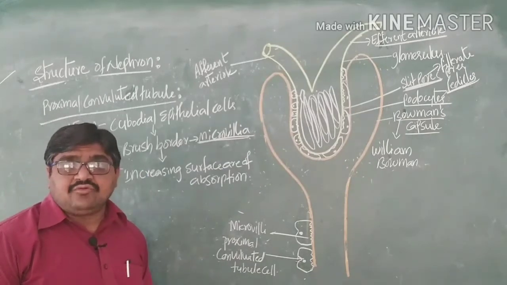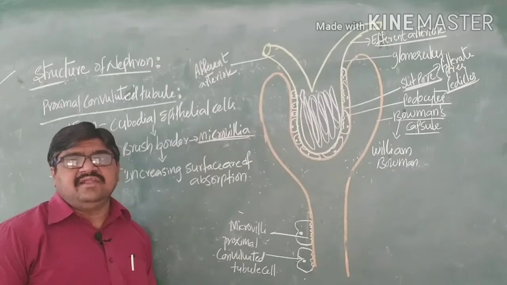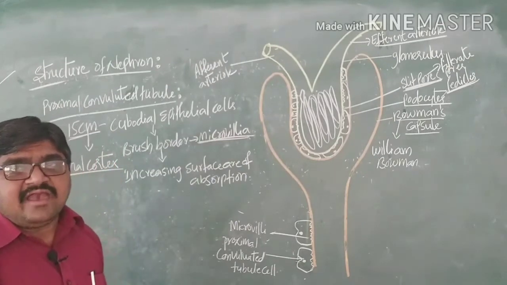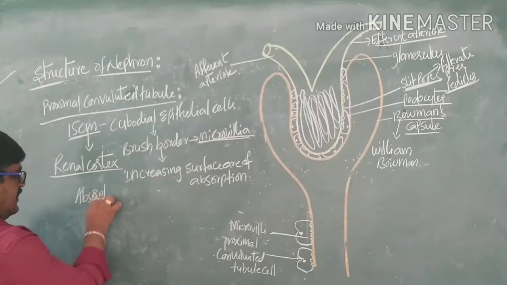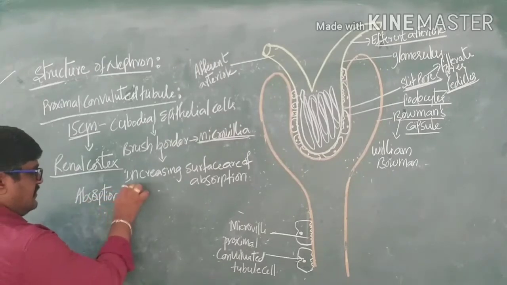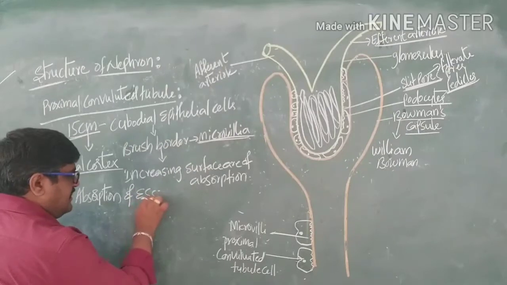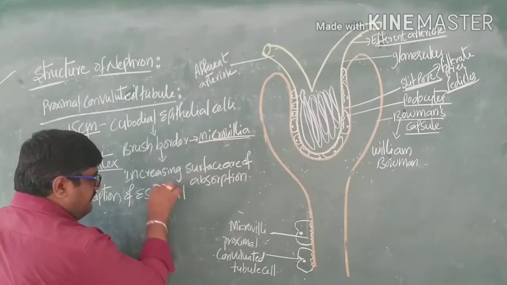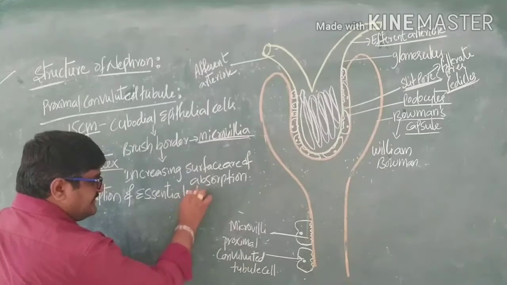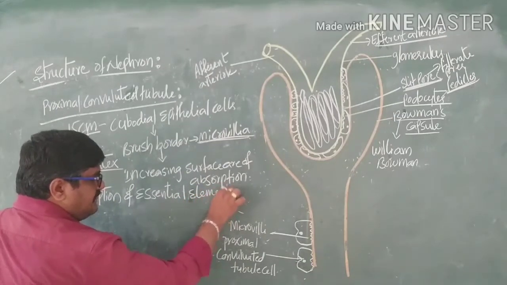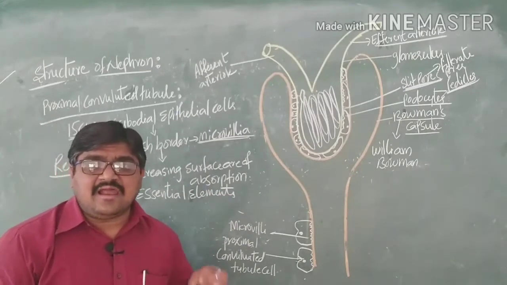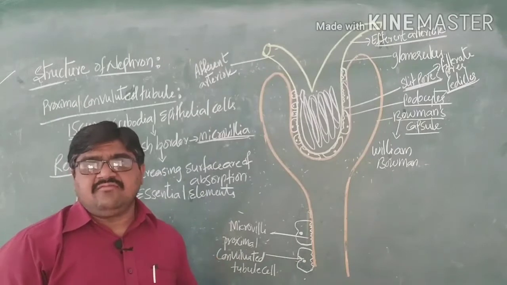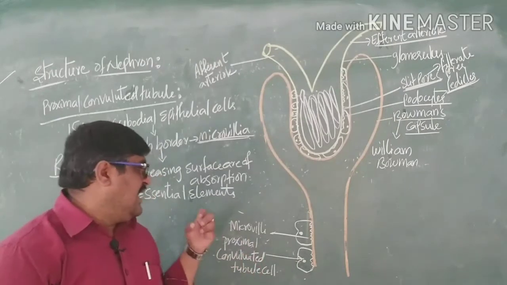The proximal convoluted tubule is mainly meant for the absorption of essential elements. Due to this, in the proximal convoluted tubule all the essential elements are absorbed.